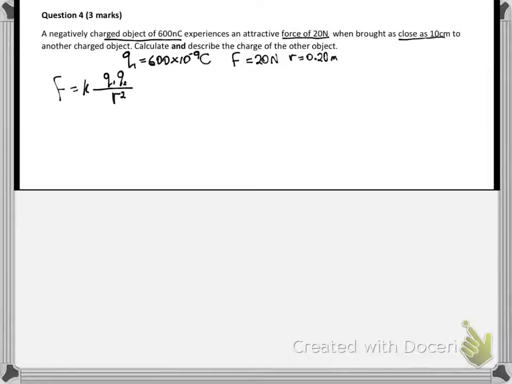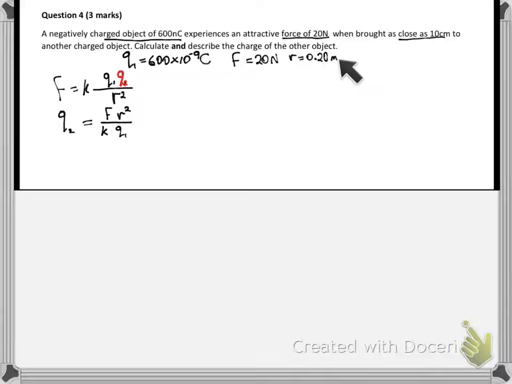Now, let's use Coulomb's law, and we set up the formula. That's the formula. Now from that, our job is to work out the other charge. Calculate and describe the charge on the other object. So we're after this charge here. We have to transpose this formula. That's done by multiplying the r squared to the left-hand side and then dividing by the k constant and charge 1. And we get this as a rearranged formula. That's important to be able to do correctly.